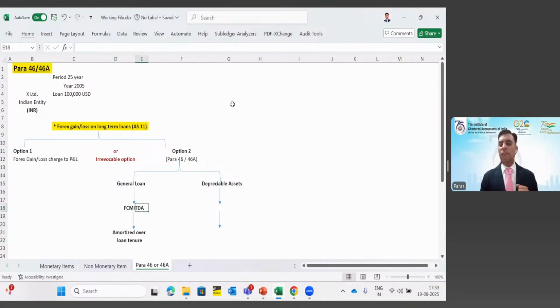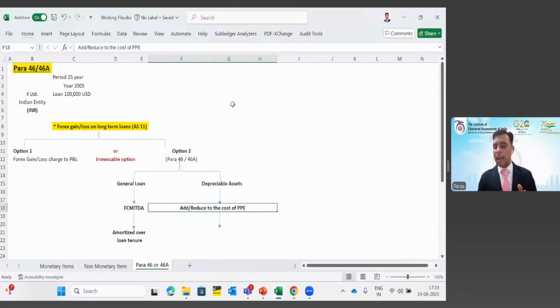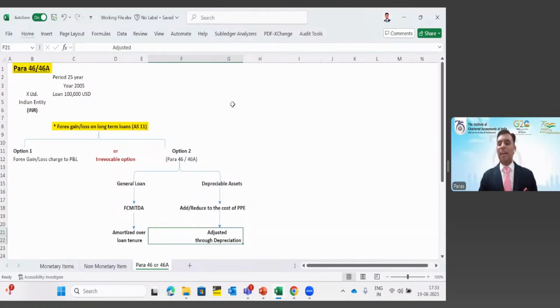But if the loan has been taken for a depreciable asset, what was the entity required to do? The entity can reduce or add the exchange gain or loss to the cost of PPE, and it will get automatically adjusted in the form of depreciation. If you have transferred your exchange gain or loss to the cost of PPE, whether it is positive or negative, it will get automatically adjusted in the form of depreciation. This was the original provision provided in AS 11, para 46 and para 46A.